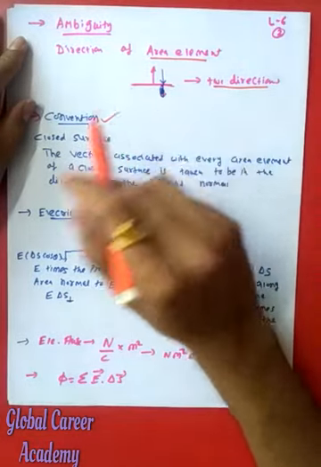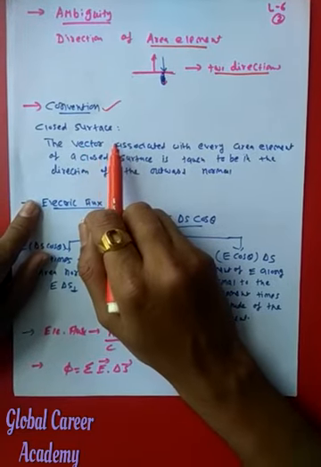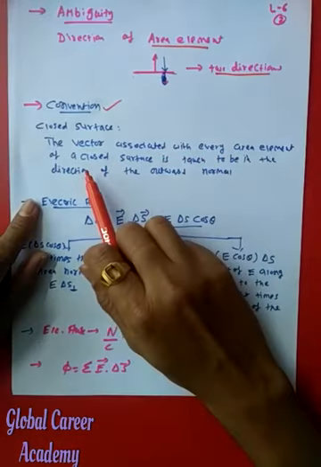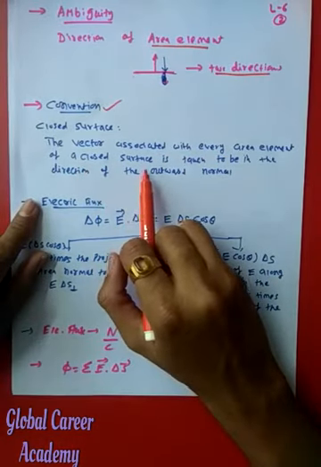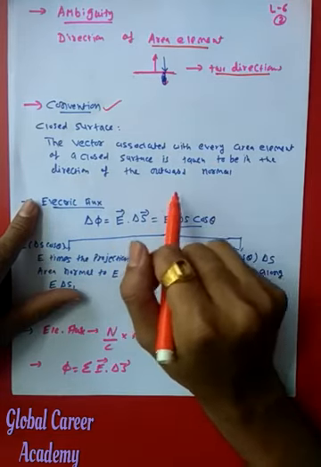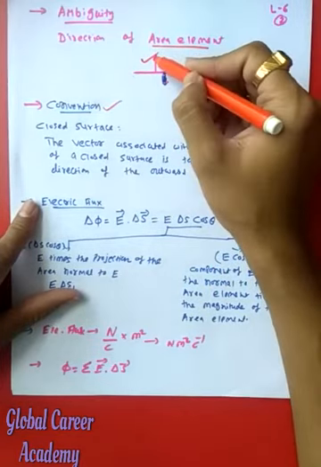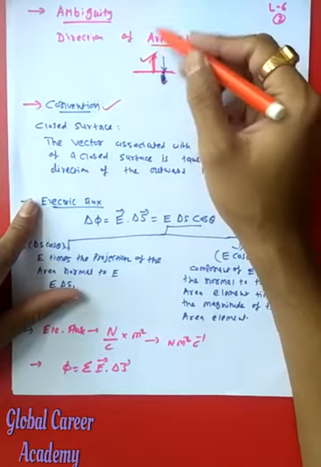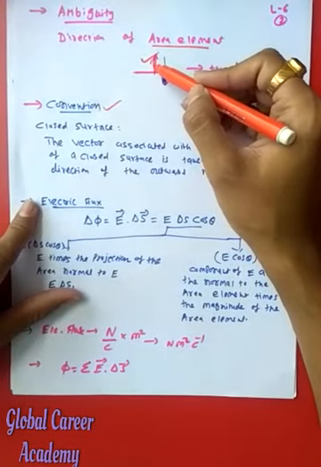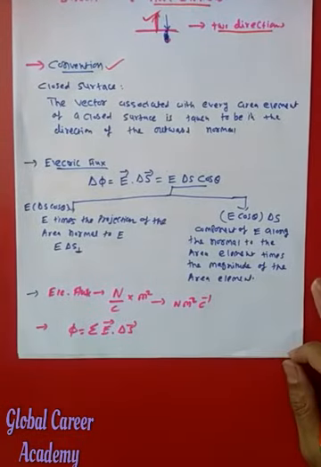So for that the convention is there. If we consider a closed surface, okay, then the vector associated with every area element of a closed surface is taken to be in the direction of the outward normal. Okay, outward normal. So you can consider that this is the outward normal, it is going away, and that is how I'll select this direction. Okay, now let us talk about electric flux.